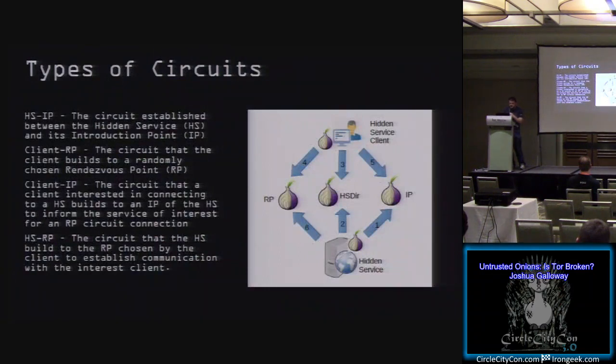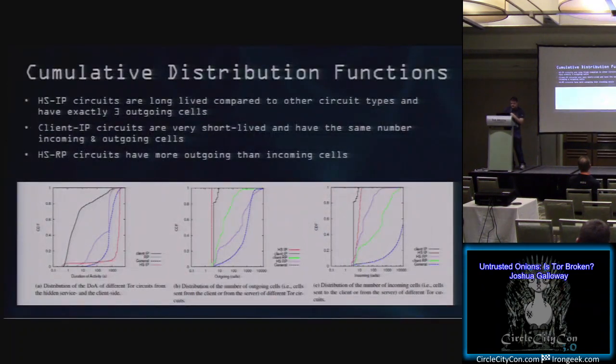And coming back to this, these 4 different types of circuits are just like those formed between the hidden service and the introduction point, the client and the introduction point, and likewise between those two and the rendezvous point. They each have a different sequence, duration of activity, and so on. For example, the circuits between the hidden service and introduction point are long-lived compared to other circuit types and have exactly 3 outgoing cells.